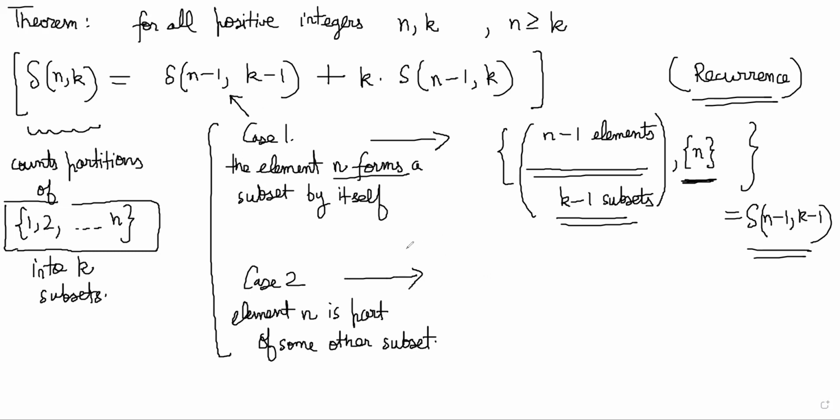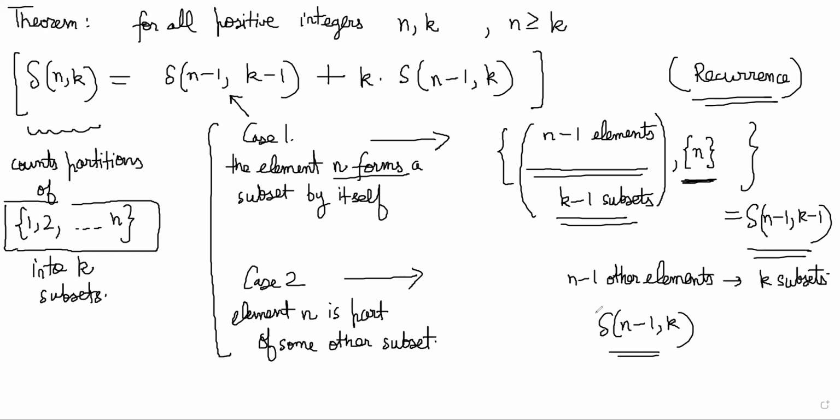Case 2 means that n is not forming a subset by itself, right? So n is part of some other subset. So the first thing that we will do is take the other elements, n minus 1 other elements, and we'll form k subsets out of them, right? Because we have to finally make k subsets. So that number will be S of n minus 1 comma k. So this is the set of n minus 1 elements divided into k subsets.